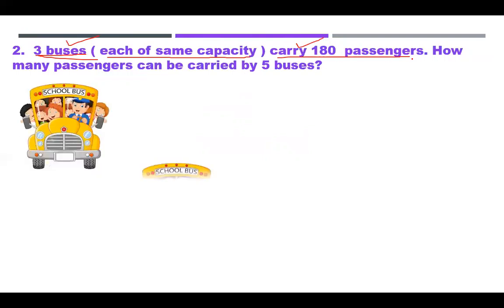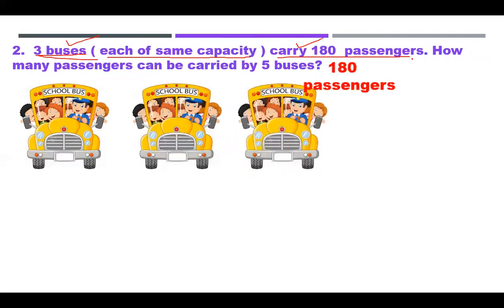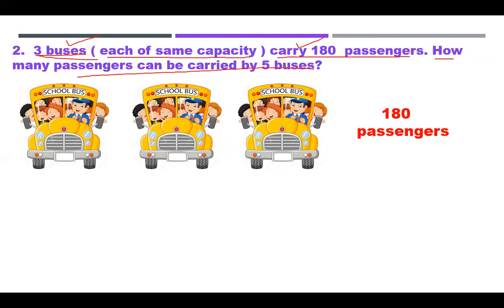So in the 3 buses, 1, 2, and 3, there are 180 passengers, right? Now they are asking how many passengers can be carried by 5 buses. How will you find the solution? You know that 3 buses are carrying 180 passengers, but you don't know how many passengers one bus is carrying, how many passengers can sit in one bus. So let's find out the solution first for one bus. We want to find how many passengers are sitting in one bus, right?